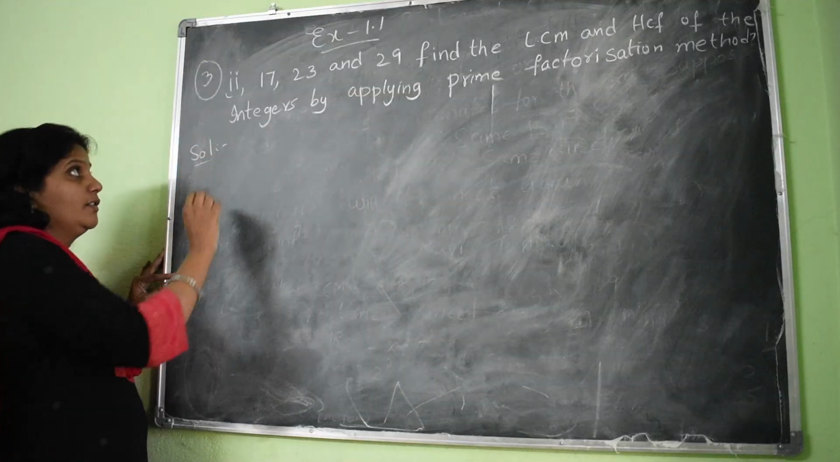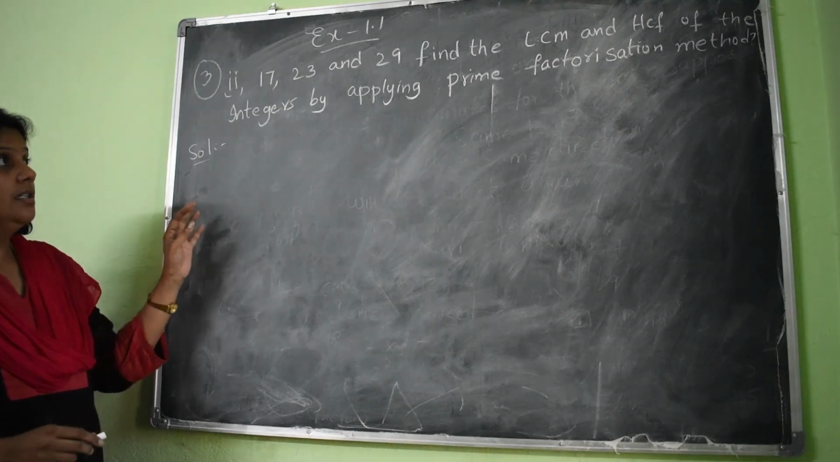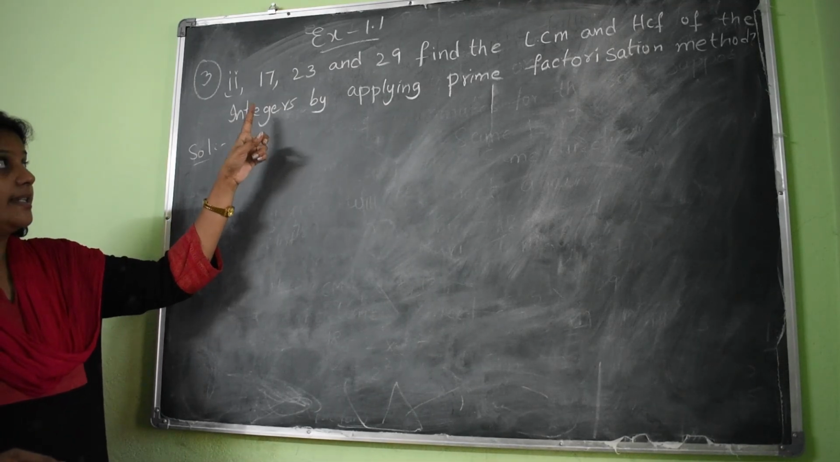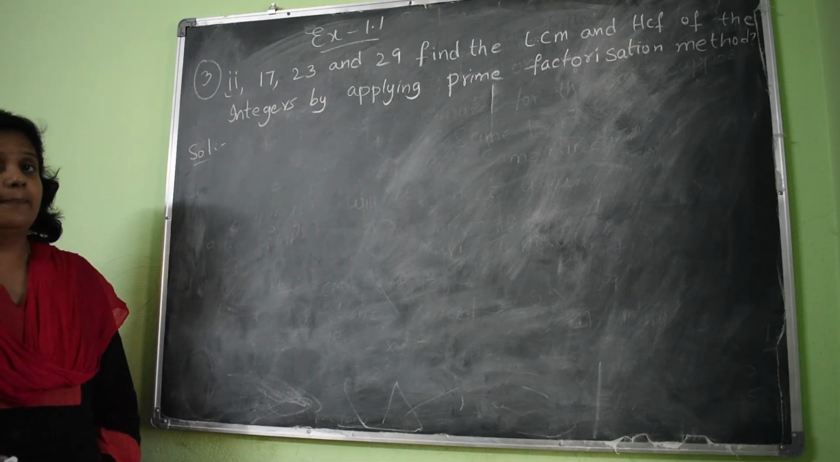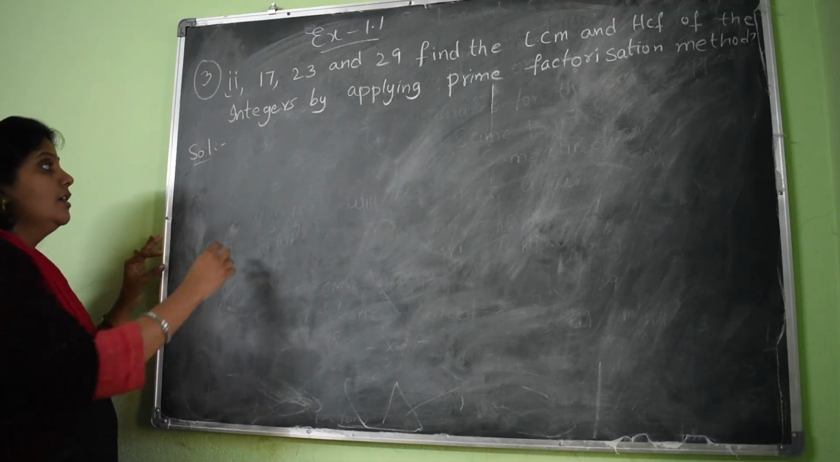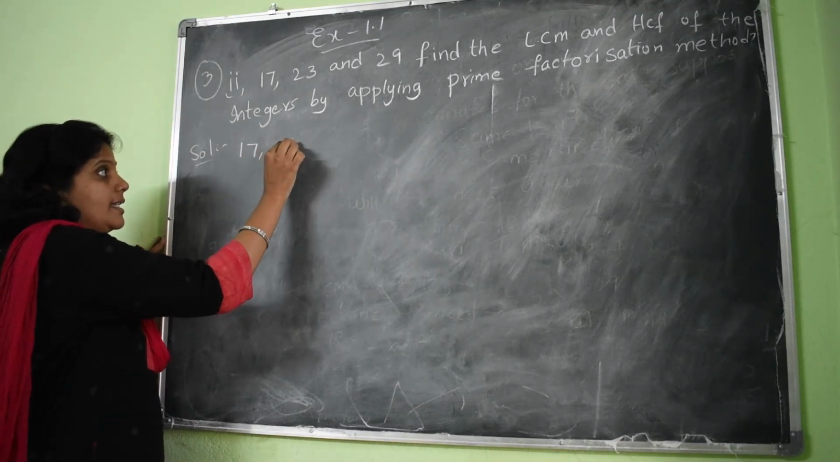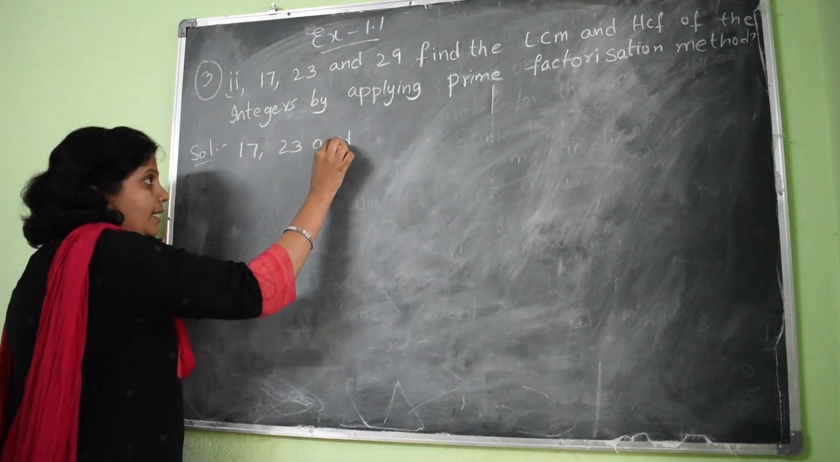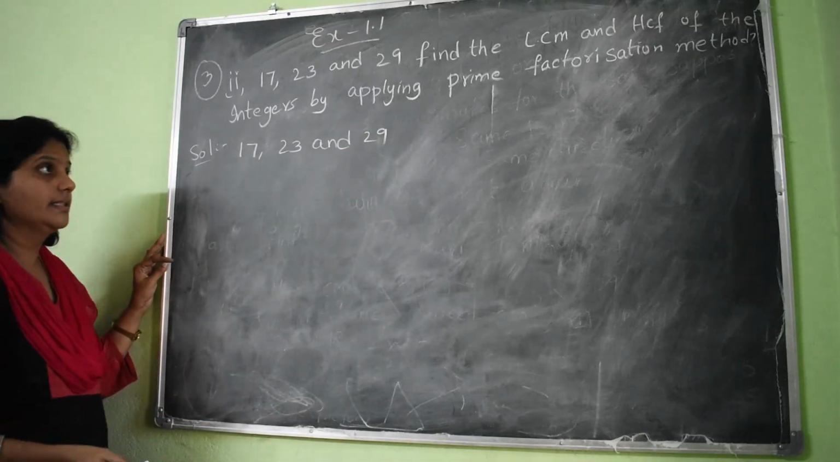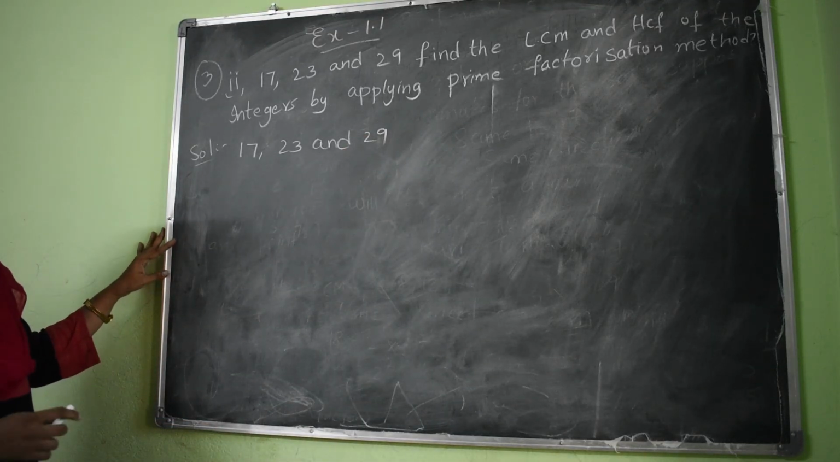Understood? First of all, take the question. What is given in the question? We need to find the LCM and HCF of these integers by applying the prime factorization method. What are the integers given? 17, 23 and 29 are the integers. So we need to find the LCM and HCF.